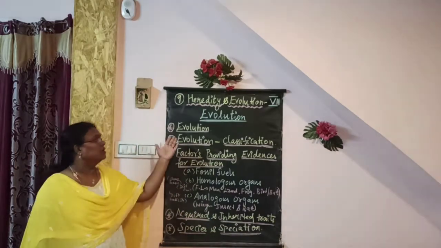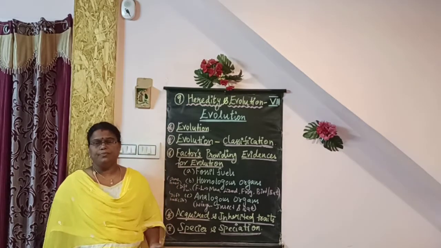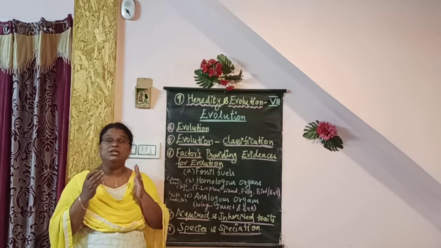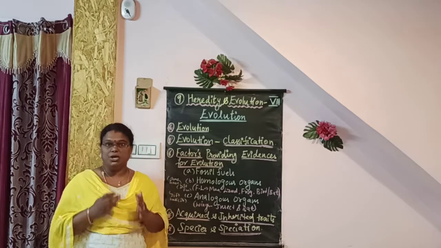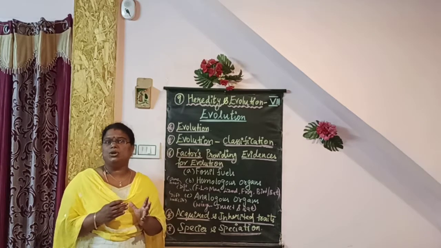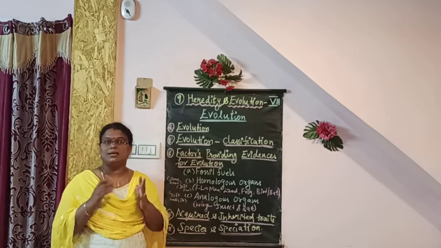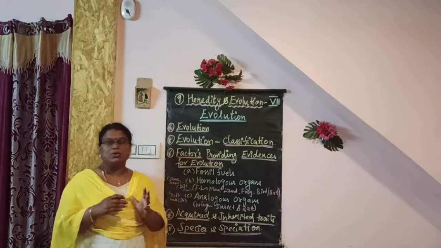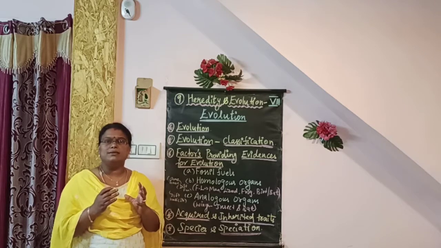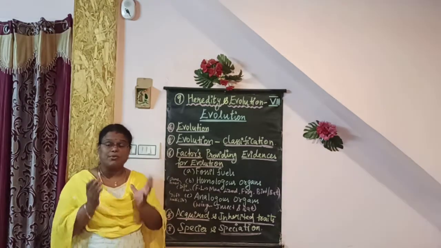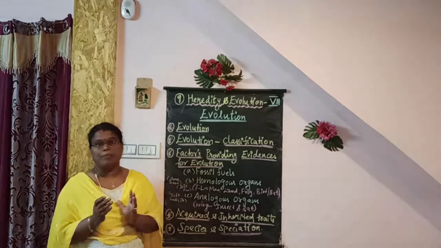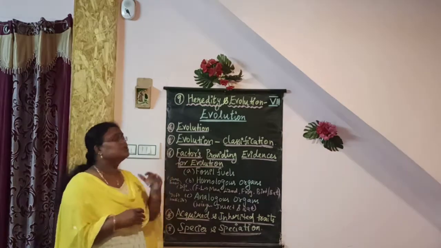And students, what is evolution? Evolution is a process of gradual change in the genetic makeup of a species which helps in the better adaptation of an organism to its surroundings better than others. So this change in the genetic makeup helps the organisms to survive and also to adapt themselves to the environment. So this is called evolution.